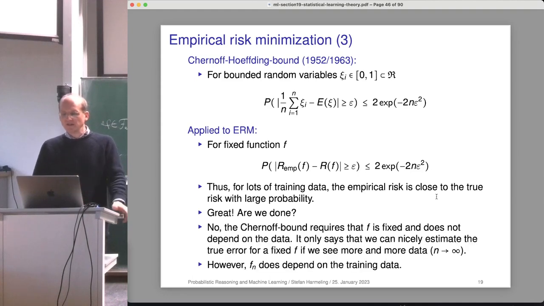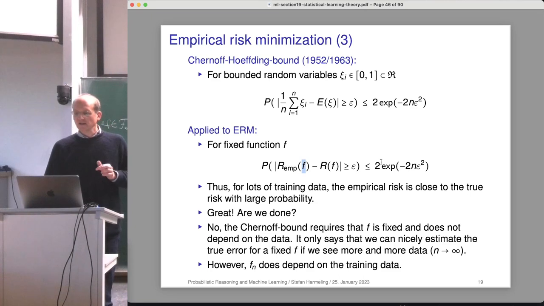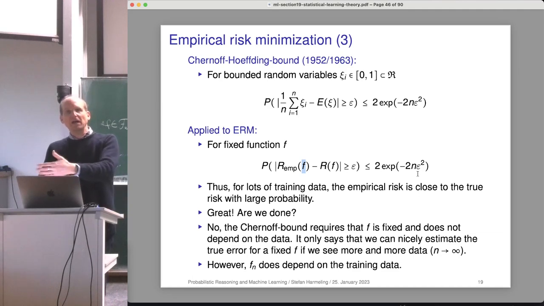The problem here is that this bound requires that the f is fixed. So if I have a fixed function, and then I let n go to infinity, then the statement holds. But typically, we have an f sub n, right? So if we see more data, we will change it. So that's the whole point of training on data, that if we see more data, we are constantly changing and changing and changing everything. So the problem is, this bound cannot be used right away like this, okay? So that just doesn't work.